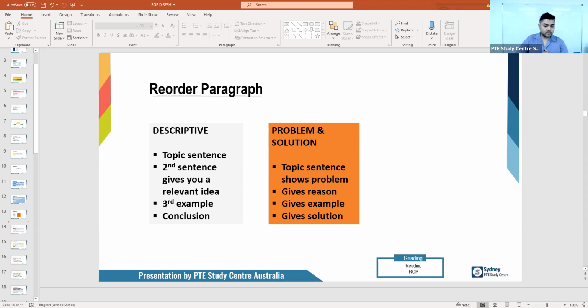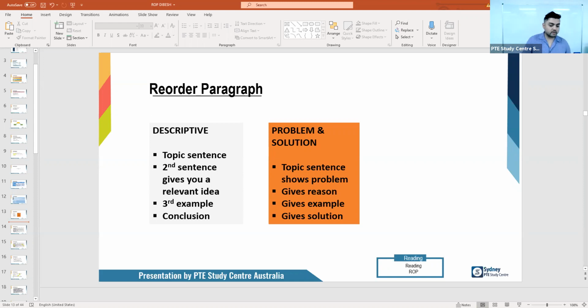Your first sentence will be the topic sentence, as we've already explained. Your second sentence will give you a relevant idea about the topic. Then you will have another sentence which will give some example. There will be a third sentence, and the fourth will be your conclusion. That will be your result. There's another nature of the reorder paragraph, that's called problem and solution.